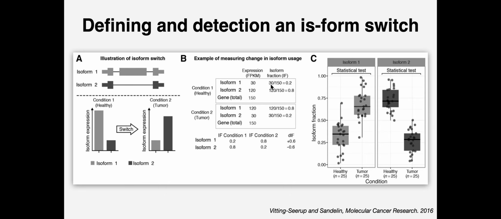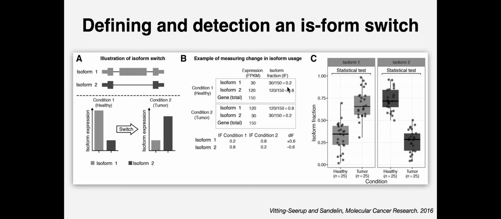But the other way you can approach it is to represent the data as an isoform fraction, or an IF. An isoform fraction asks what fraction of the total output from the gene can be accounted for by that isoform. And so in this mock example, that would be 30 divided by 150. If one isoform was the only isoform expressed, 100% of that gene's expression would be accounted for by that one isoform. So here we have 20% accounted for by isoform 1 and 80% accounted for by isoform 2.